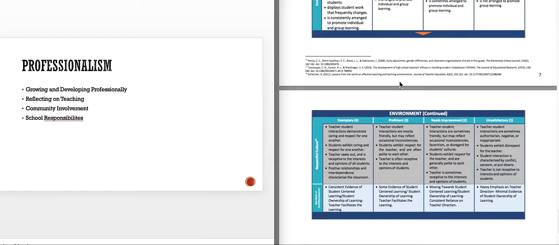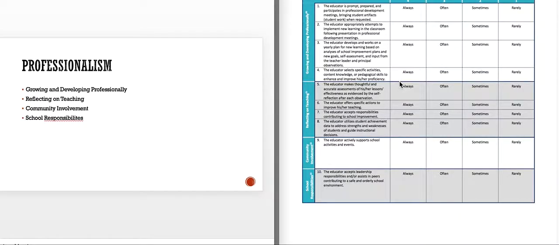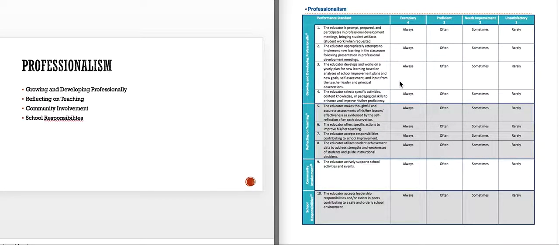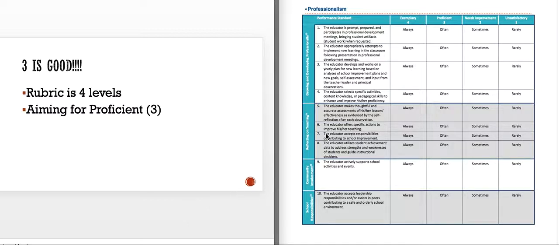The last major domain is professionalism. In this domain, you'll be evaluated typically at the midterm and at the final point. And so for this, you're going to be evaluated on 4 different areas: growing and developing professionally, reflecting on teaching, community involvement, and school responsibilities.